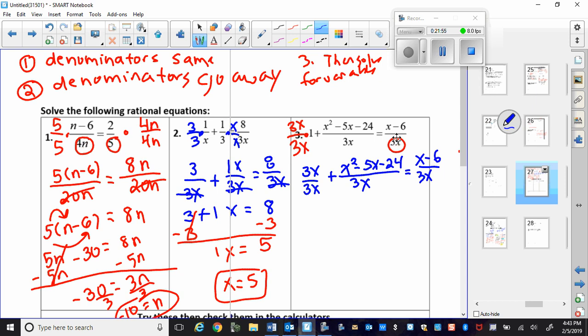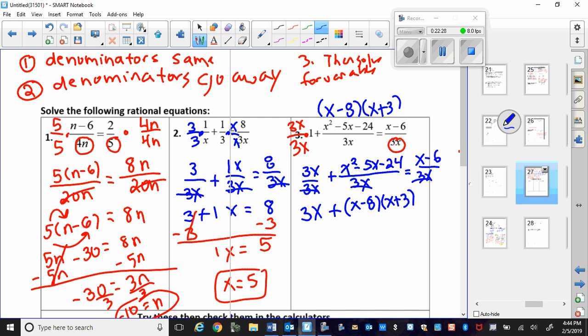Okay? Now, all my denominators are the same. So they're all going to go away. Right? 3x plus, and now I'm going to factor this. I'm looking for two numbers that multiply to 24, add up to negative 5. So x minus 8 times the quantity of x plus 3. Right? So I'm just going to write that x minus 8 times the quantity of x plus 3.